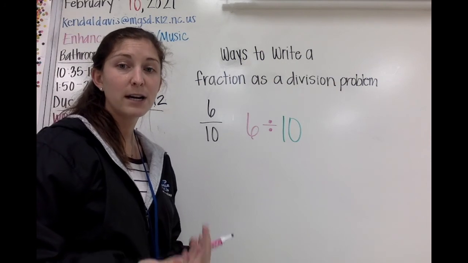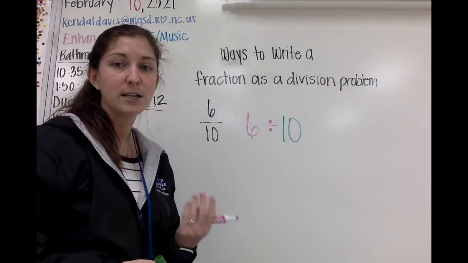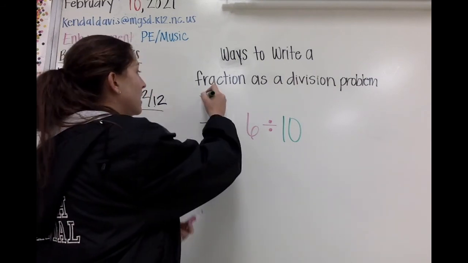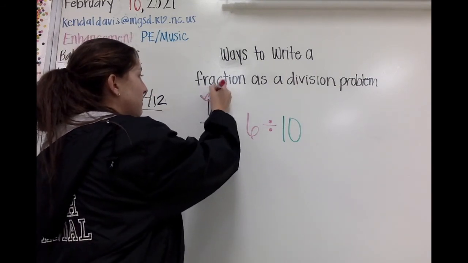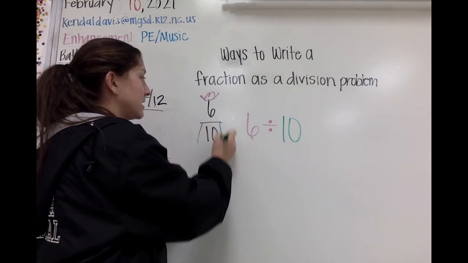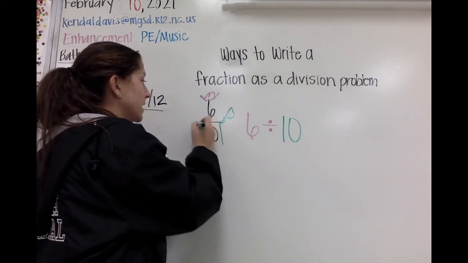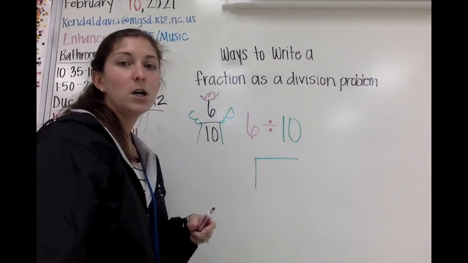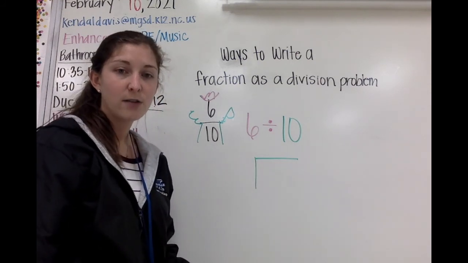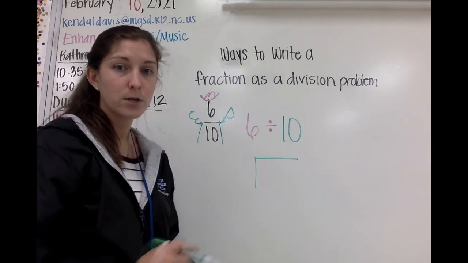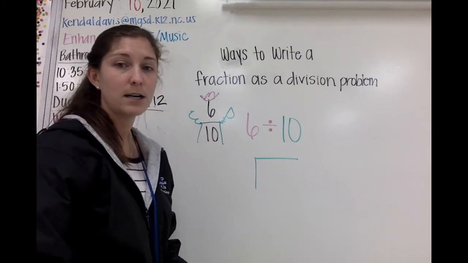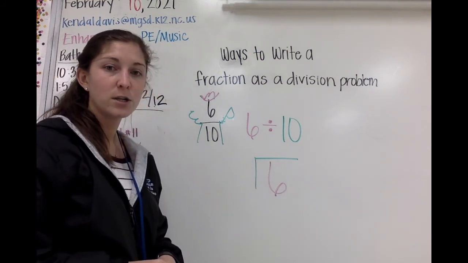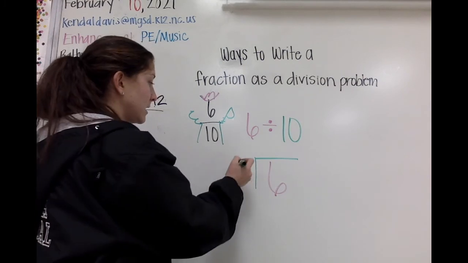I could also write it inside of a house, and the way that I like to tell my students to remember how to do this is using the cowboy and the horse theory. The 6 is my cowboy, and the 10 is my horse. When you think about a division house, which one can go inside of the house? Well, I don't know about you, but I wouldn't want a horse going inside. The cowboy goes inside to get a drink of water, so my 6 would go on the inside, and my horse stays outside, which is my 10, to get his drink of water.